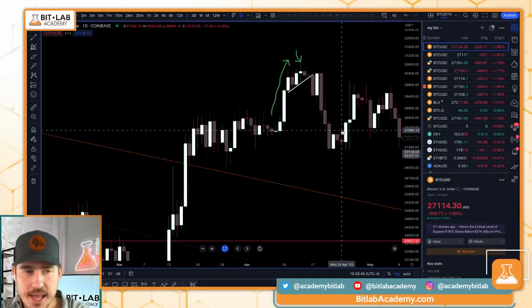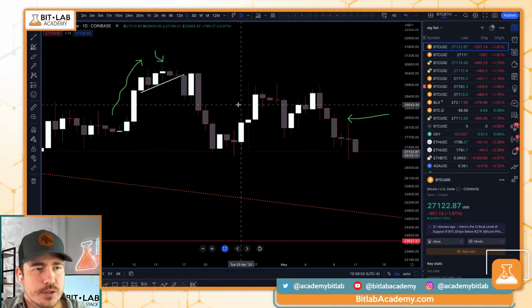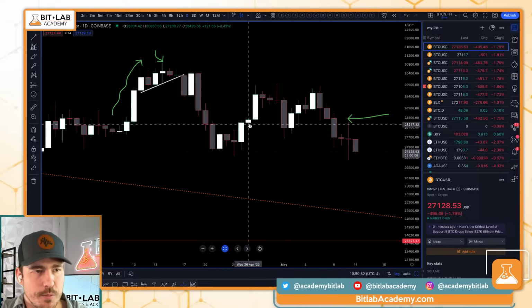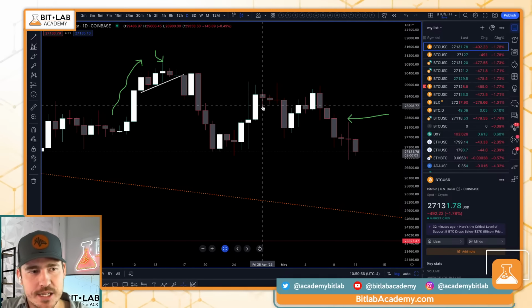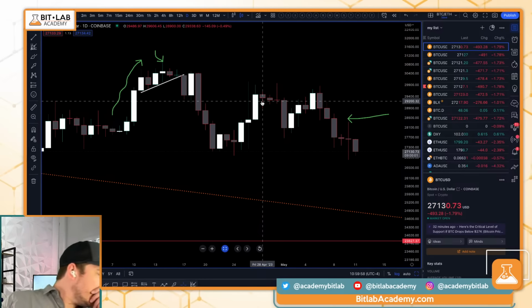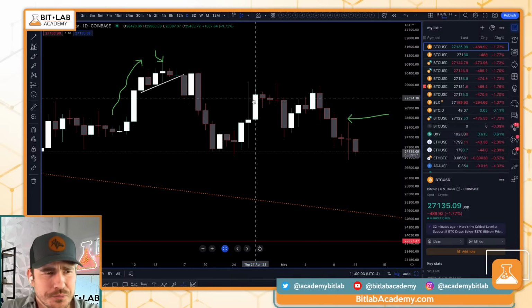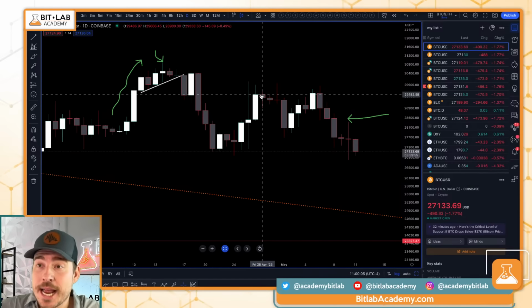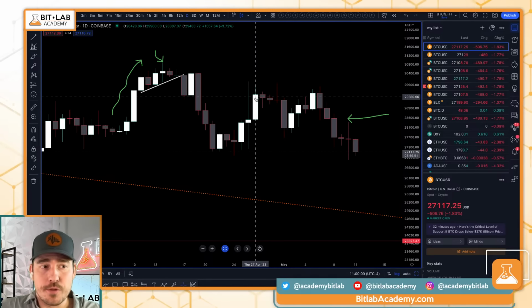Now, similarly, where we're at today, this move to the upside, momentum to the upside. Now we're getting indecision. We have a hanging man right here, almost. It looks like a hammer candle, but we have the wick to the downside. This is a potential reversal candle sign.